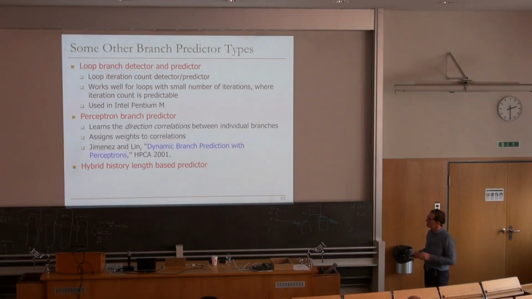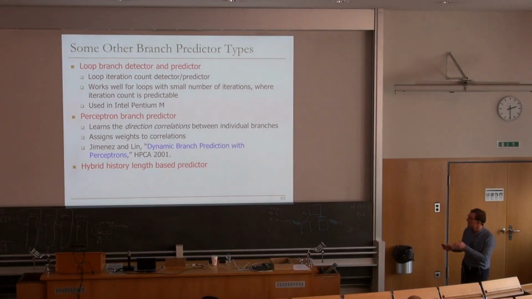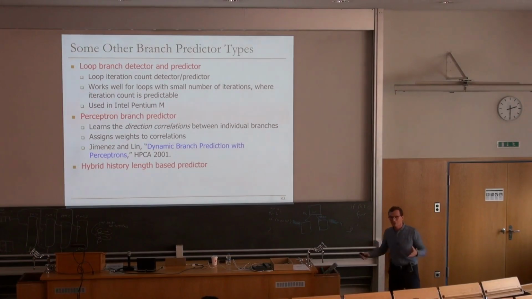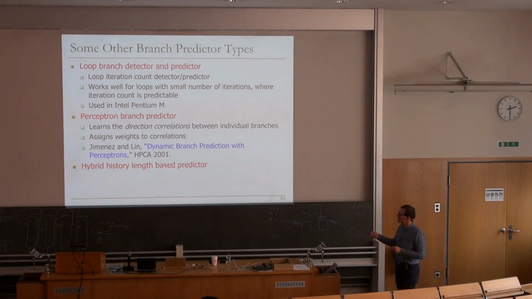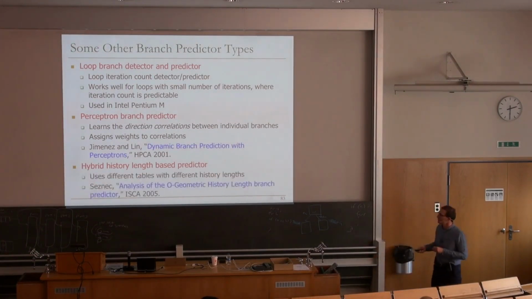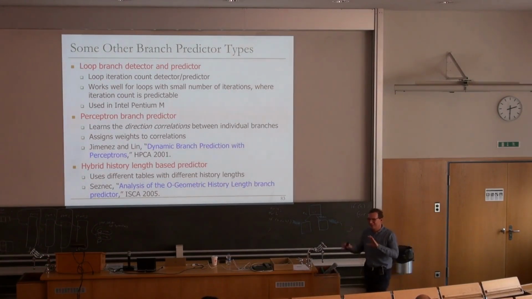We're going to talk about perceptrons. This is one of the successful applications of machine learning to computer architecture that exists in some systems. The idea is to learn the direction correlations between individual branches, assign weights to those correlations, and adjust those weights dynamically. We're going to look into this in a little more detail. And this is another predictor, which is actually the basis of the state of the art. These two, but this one is a little more accurate, it turns out. The idea is to use different tables with different history lengths and a lot of black magic on top of that. Nothing is black magic, of course, but a lot of optimization techniques.